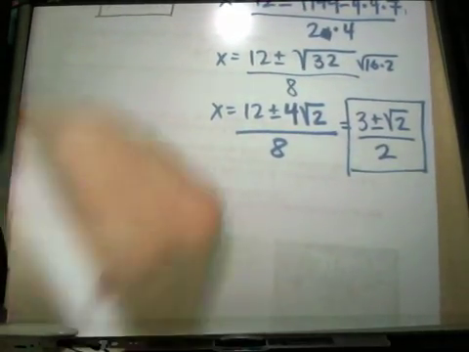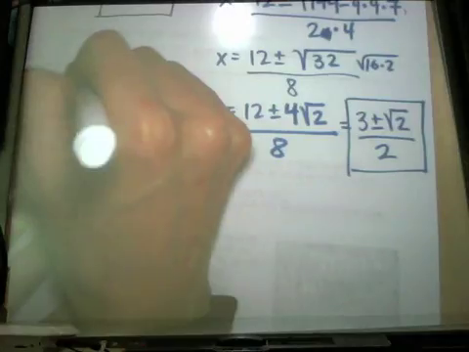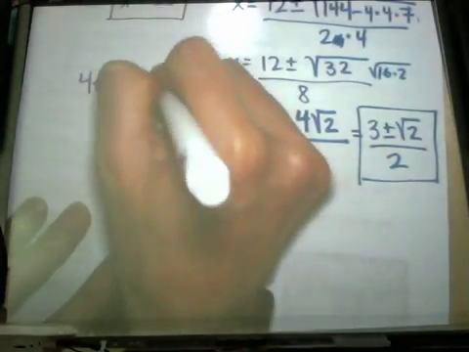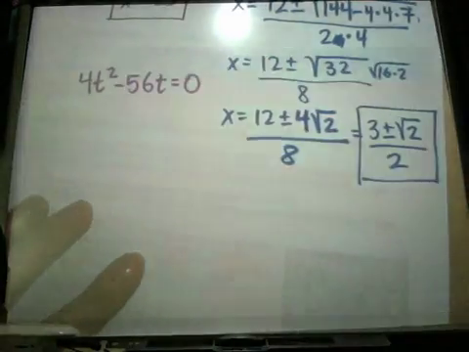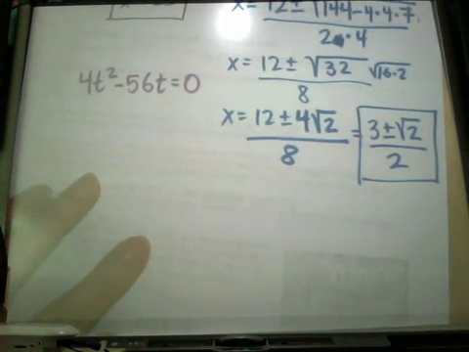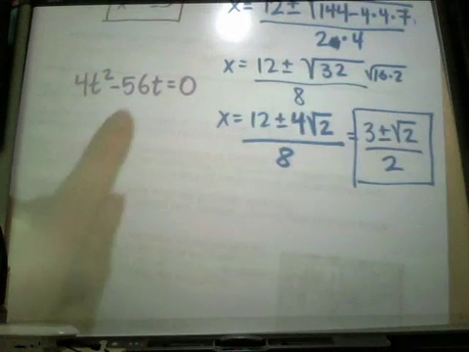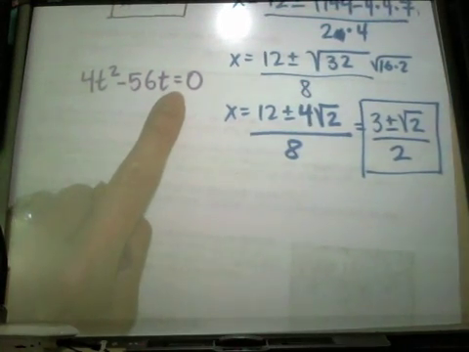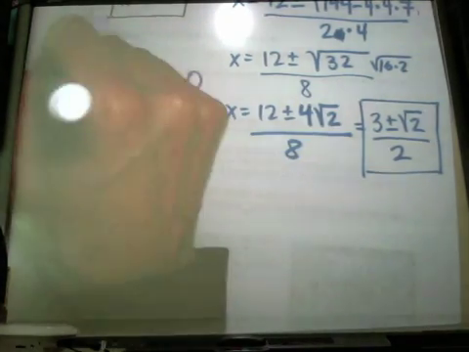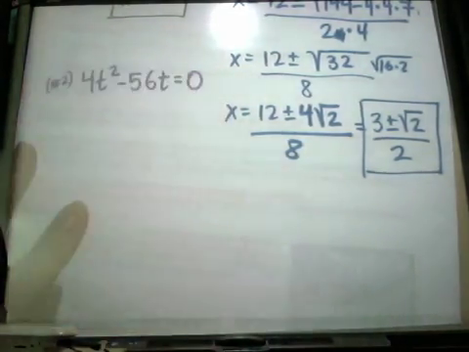We're done. Third example: 4t squared minus 56t equals 0. Which method does it look like it matches with? I'll point out there's no c. We're missing the whole number. Luke? Method number 2. Okay, good. We are looking at number 2, the factoring method.